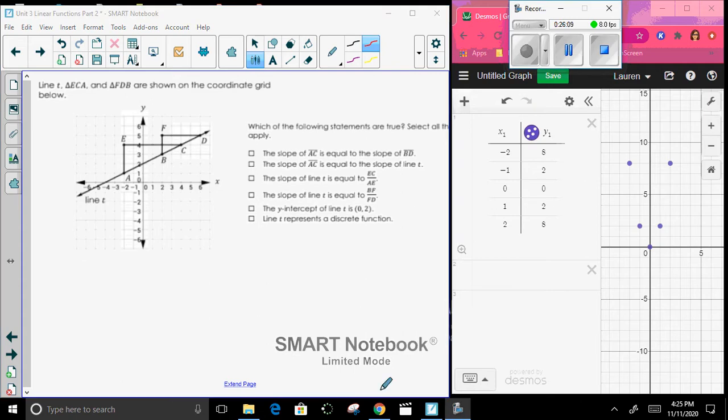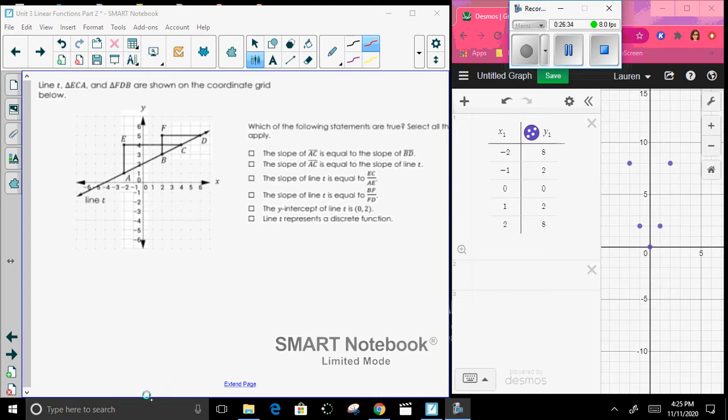All right, let's see what we got here. We got line T. We have triangle ECA, that bigger triangle. We have triangle FDB, shown in the coordinate grid below. Which of the following statements are true? Select all that apply. All right, the slope of line AC is equal to the slope of line BD.